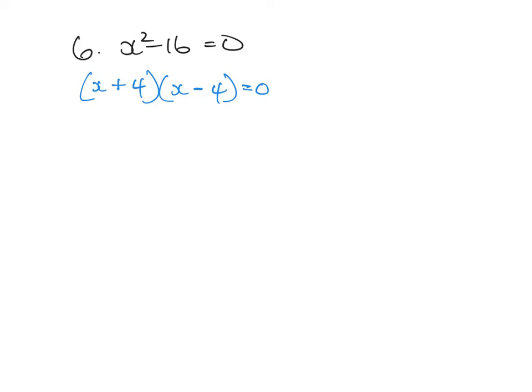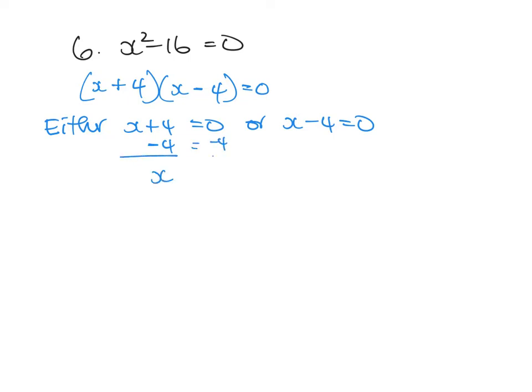Once we have it in the factorized form, we can now say either x plus 4 equals 0 or x minus 4 equals 0. So in this one, we would minus 4 from both sides, and we'll get that x is equal to minus 4. And in this one, we would add 4 to both sides, and we will get that x is equal to positive 4. And that will be our solution to this question, stating both solutions to get full marks.